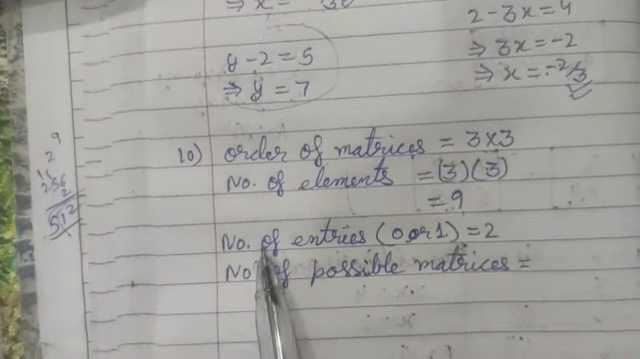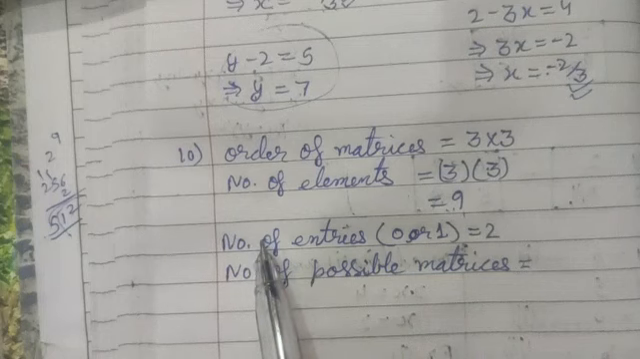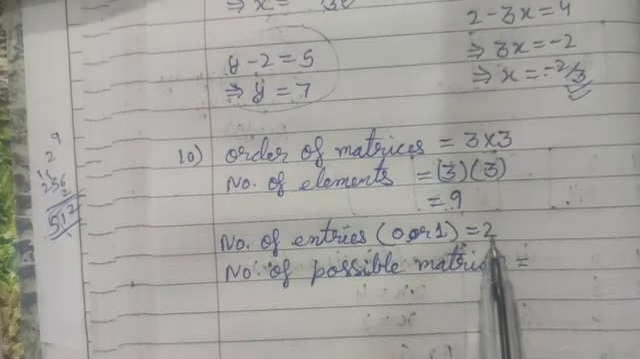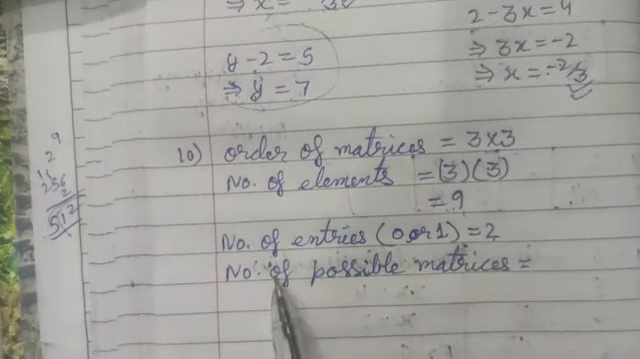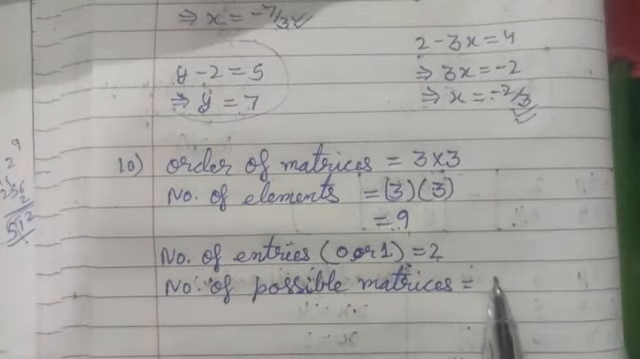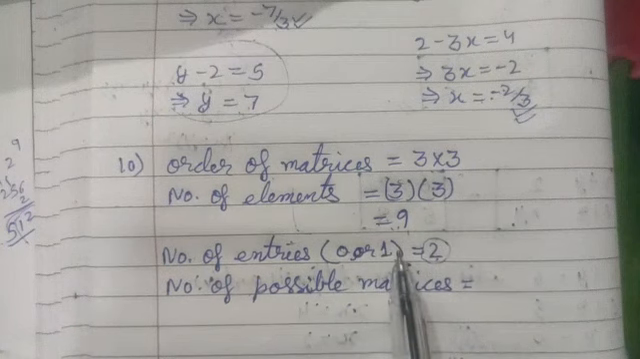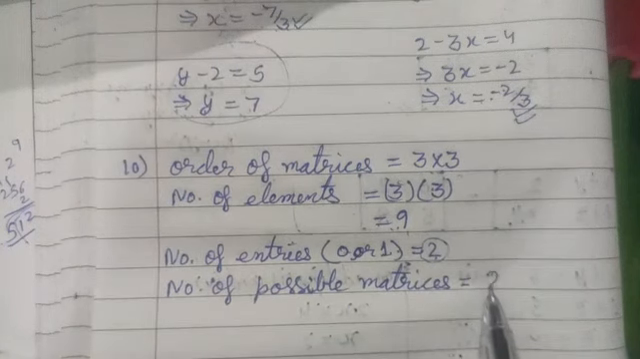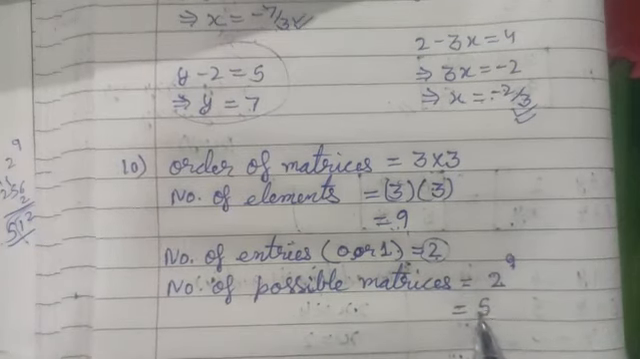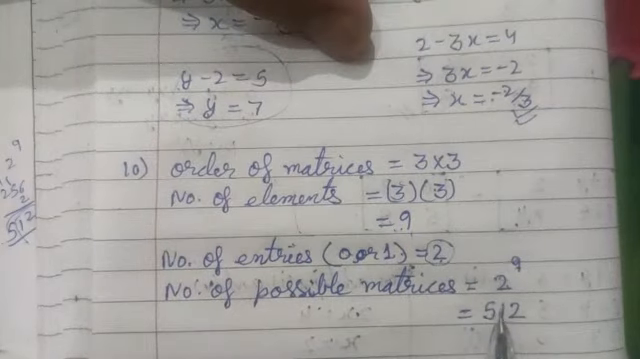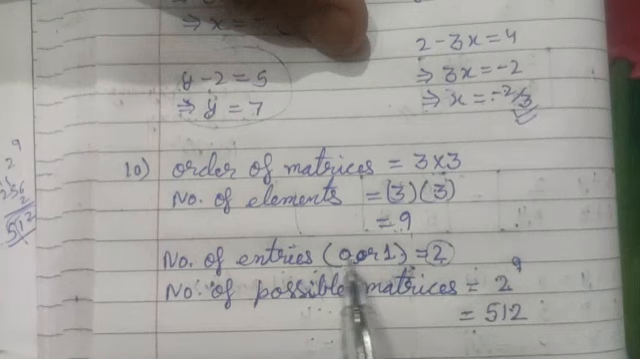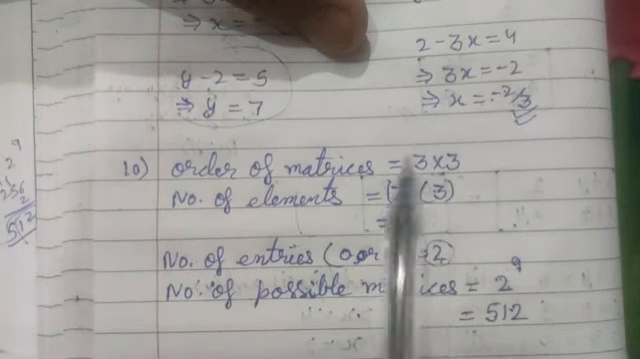Now he is saying that you have to fill these matrices with only two entries, that are 0 or 1. We have only two numbers which we can enter. Now how many possible matrices will be there? You have to fill the 9 places with only two numbers, 0 or 1. So the number of possible matrices will be 2 raised to power 9, and that will be equal to 512. So we can make 512 matrices with the possibilities as 0 and 1, and the matrix should be of 3 by 3 order.